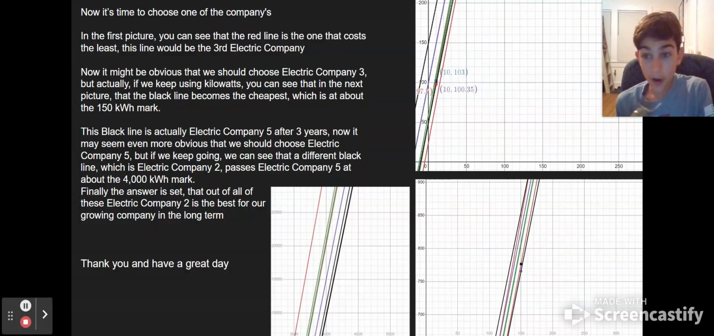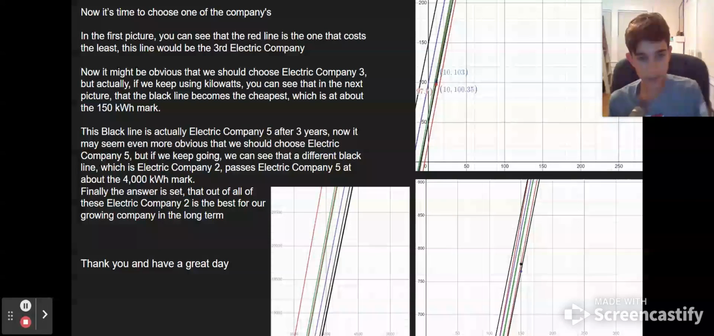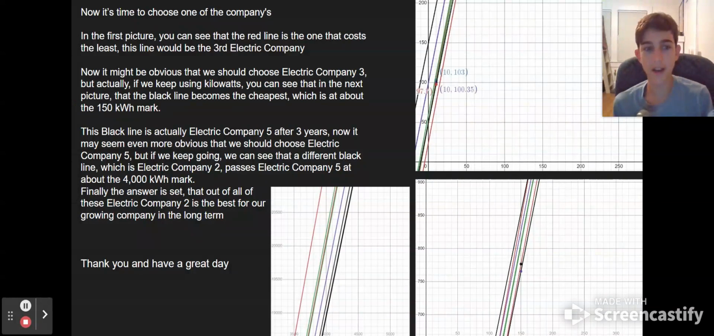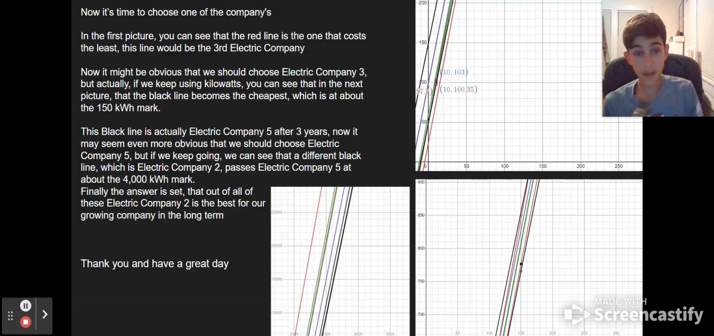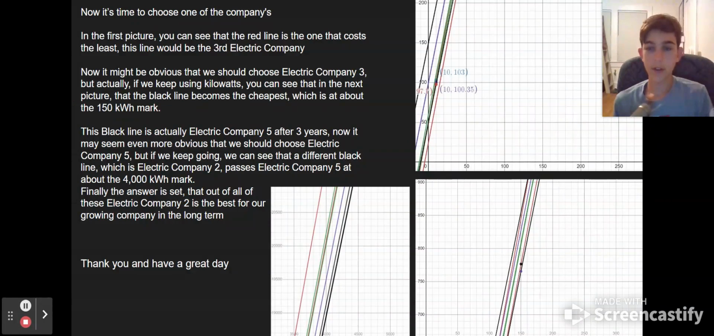Now, it may seem even more obvious that we should choose electric company number 5, but that's only after 3 years. And also, if we keep going, we can see that another black line passes electric company 5 at about the 4,000 kilowatt hour mark. This black line is actually electric company 2, which is pretty crazy. It just kind of goes under it.